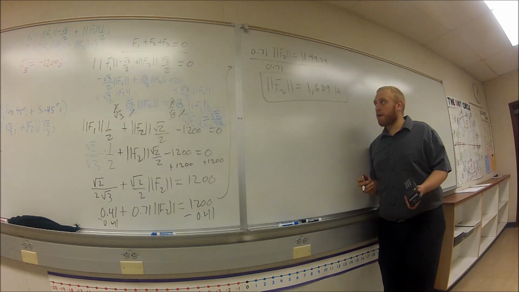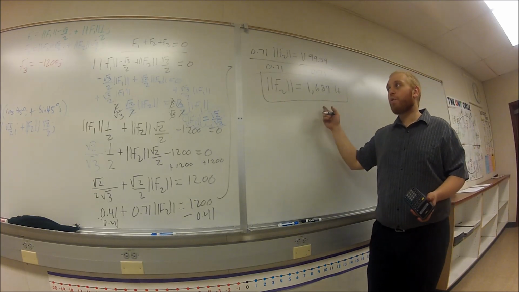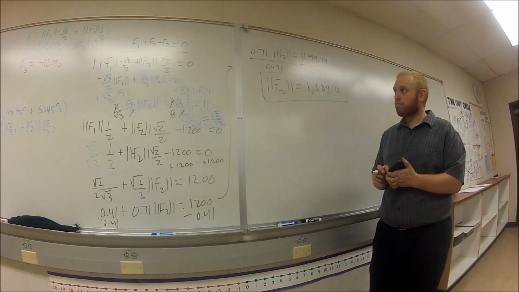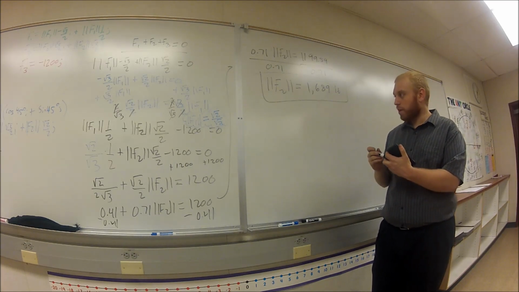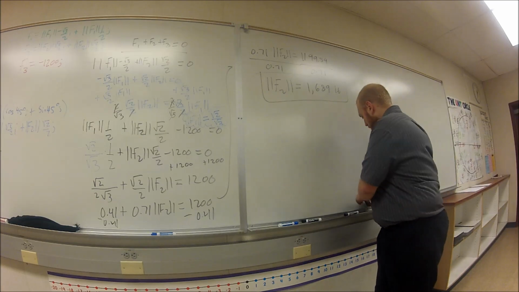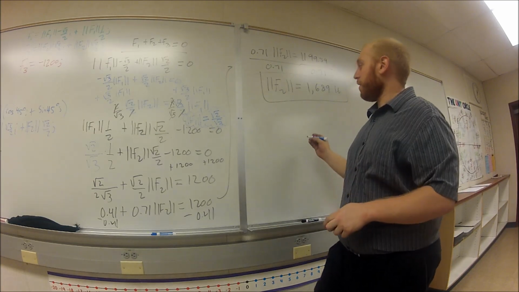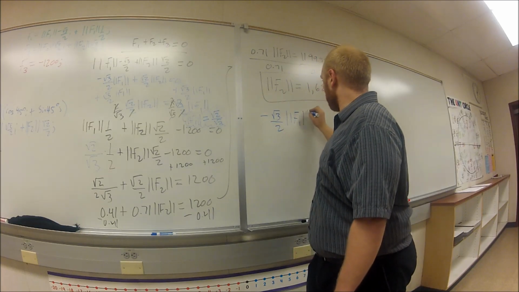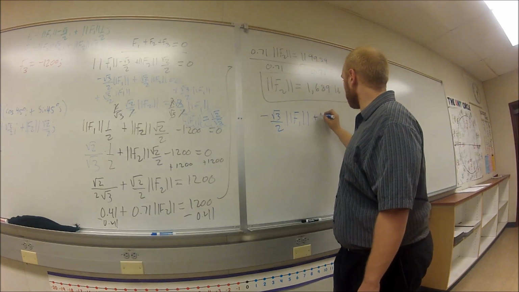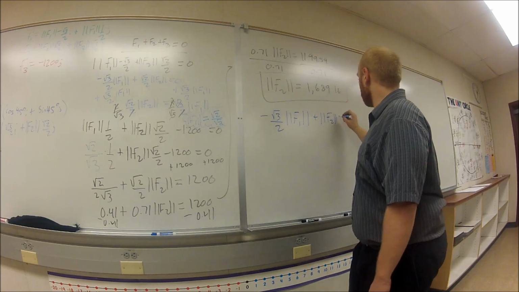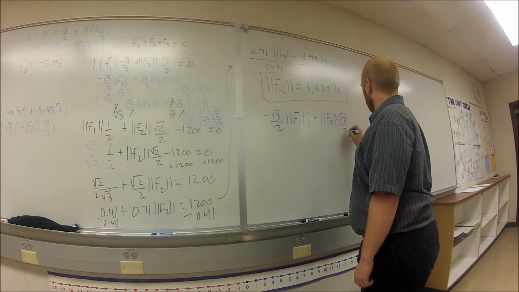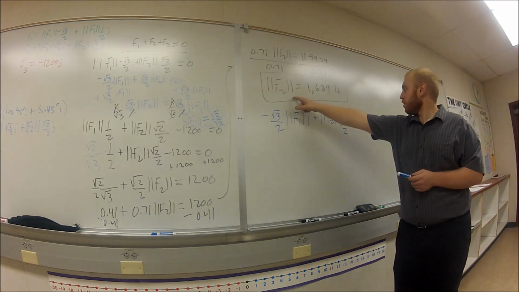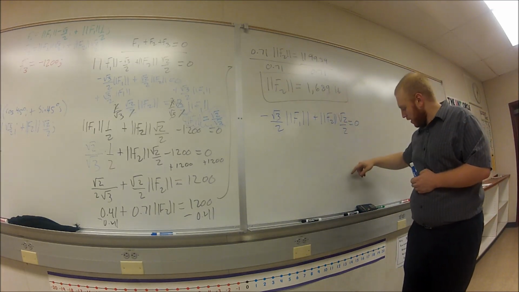We're only halfway there. We know what force 2 is. We've got to plug it back into one of those to figure out what force 1 is. So I'm thinking top equation, plug it into that one. Remember what the top equation looked like. It said negative root 3 over 2 times the magnitude of force 1, plus the magnitude of force 2 times root 2 over 2 equals 0. And we know that for here, we can plug in 1,689.